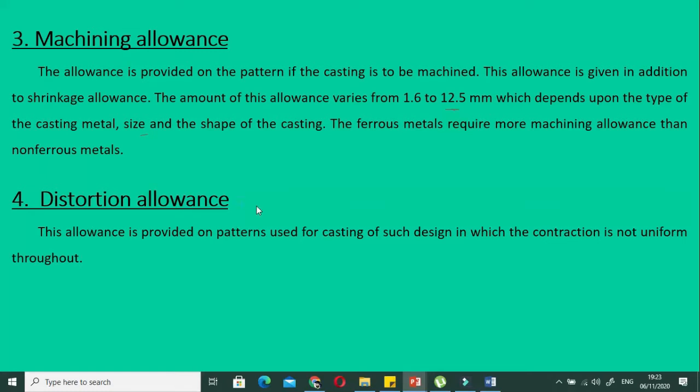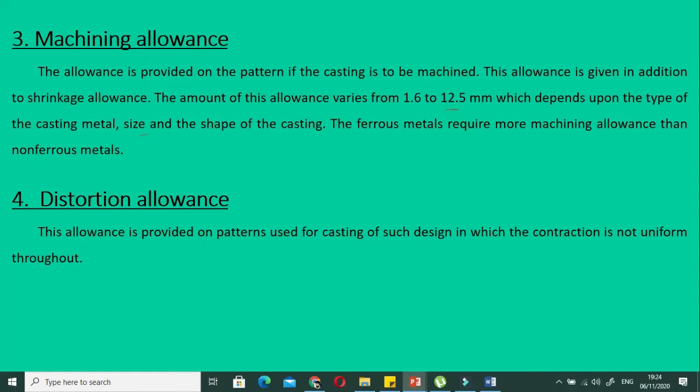The last one is the distortion allowance, provided on the pattern used for casting of such designs in which contraction is not uniform. In such designs, certain areas have a higher rate of heat transfer, while other areas do not. So there will be a change in the contraction rate in various areas of the same product, and we need to take into account the distortion allowance. Where we have a poor rate of heat transfer or greater distortion, we need to give extra allowance to those regions compared to regions which have a better rate of heat transfer and less distortion.